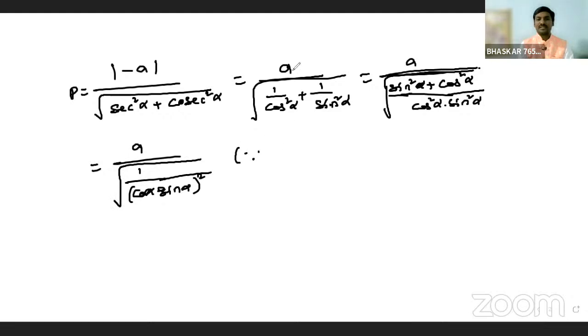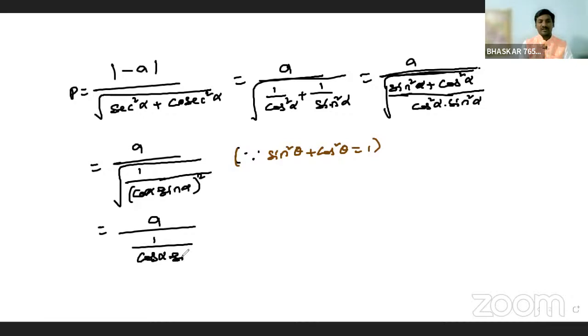What formula did we use here? We used sin square theta plus cos square theta is equal to 1. Now this is equal to a divided by the square and root cancel, so we get 1 divided by sin alpha cos alpha. Taking it to the numerator, a into cos alpha sin alpha divided by 1.